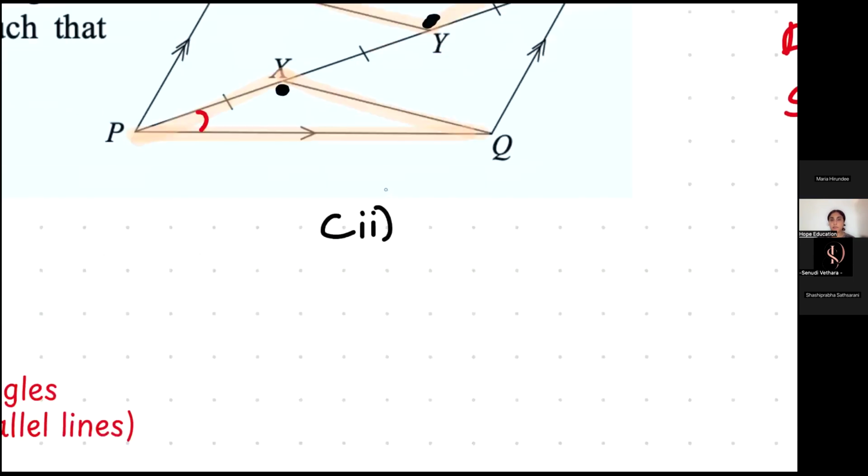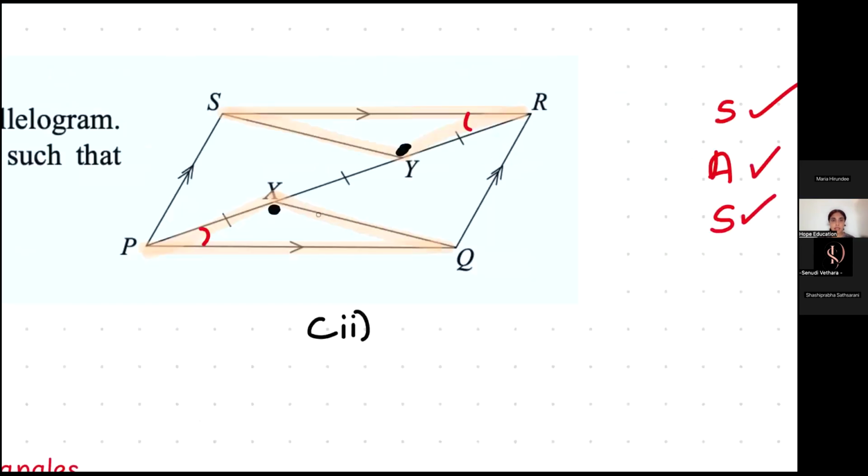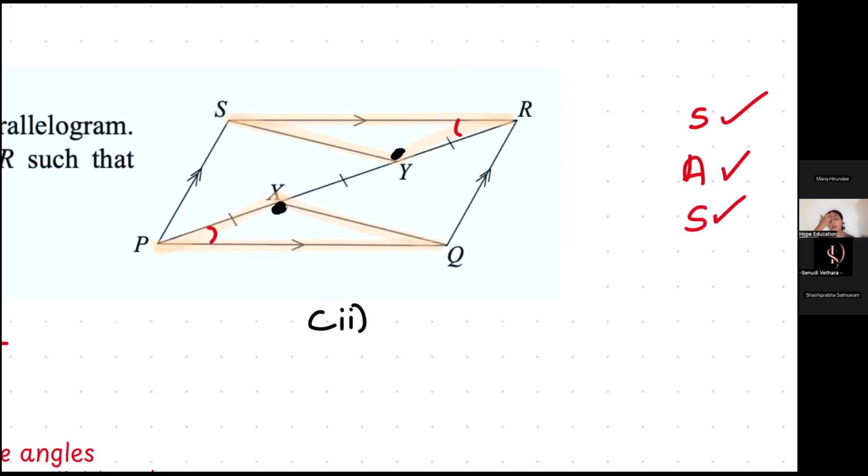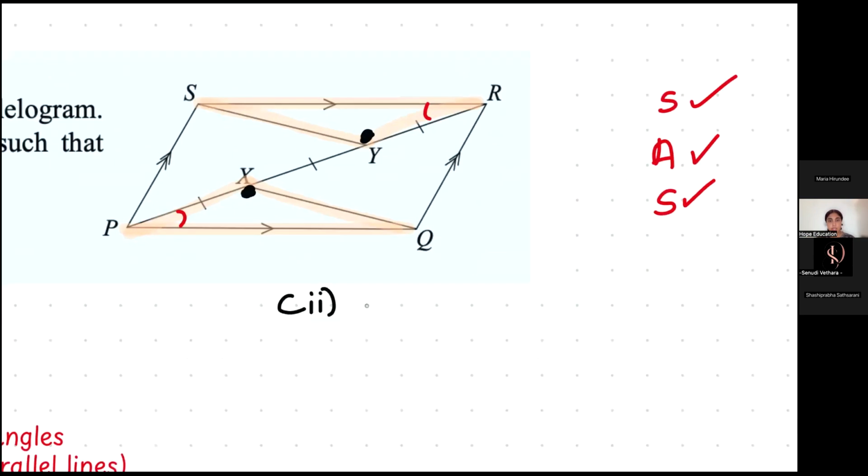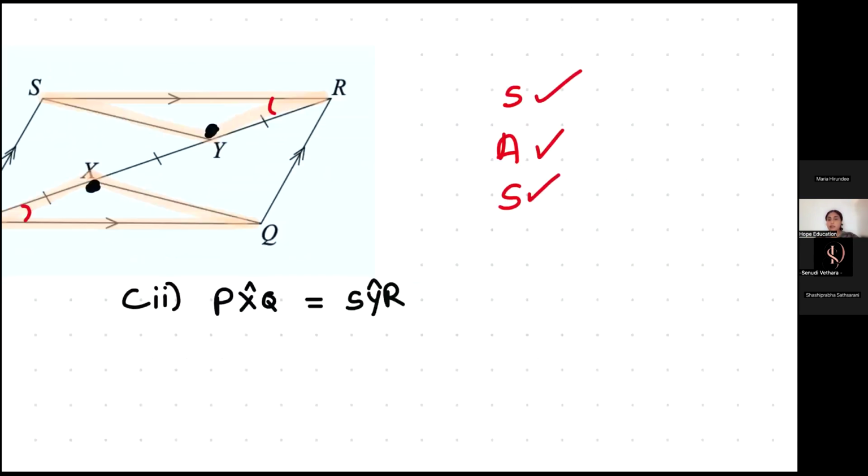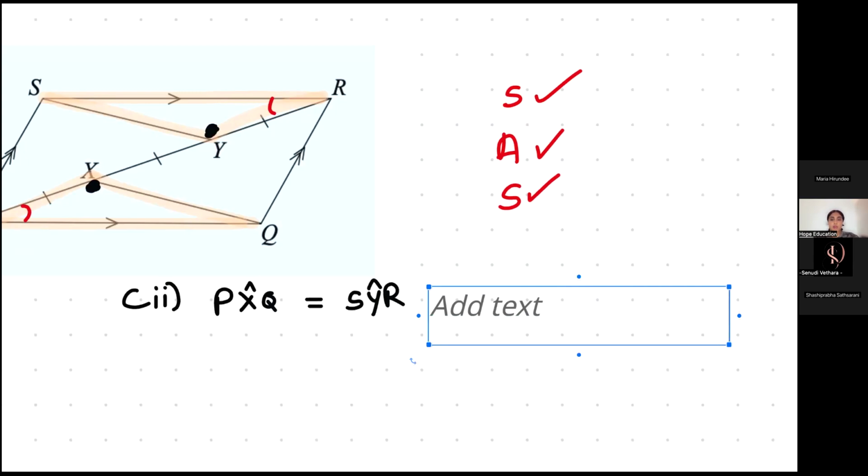So the angles that I have marked in black, this angle and this angle, they are equal because these are corresponding angles of congruent triangles, right? So we'll write angle PXQ equals angle SYR. Reason is corresponding angles of congruent triangles are equal.